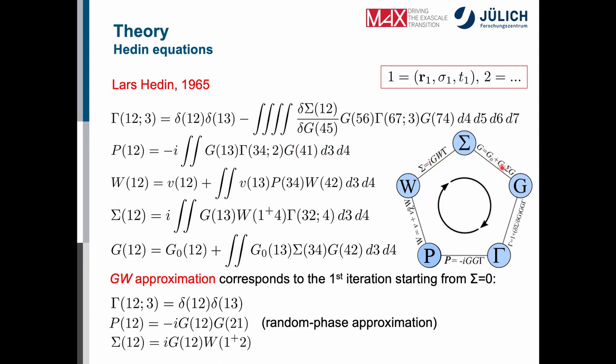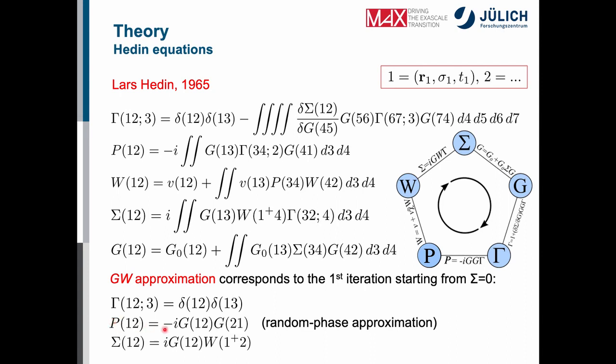The self-consistent cycle is often illustrated by this Hedin pentagon. Of course, an exact solution of the Hedin equations is impossible in practice. This should already be clear from the equation for the vertex function, which contains a 16-dimensional integral. However, if we start from Hartree theory for the reference system, the vertex function has a very simple form, and we can perform one iteration in the Hedin pentagon. As a result, we obtain the GW approximation for the self-energy.